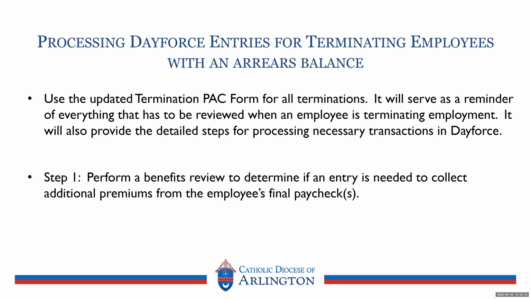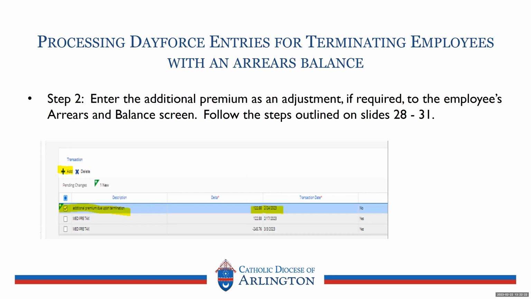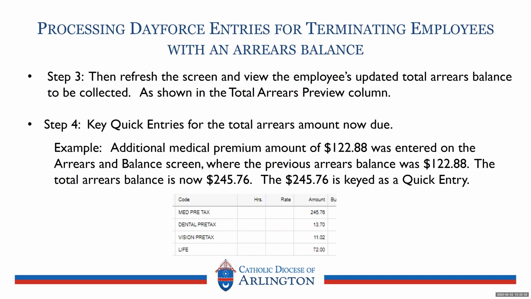Step 1 is perform a benefit review to determine if an entry is needed to collect additional premiums from the employee's final paycheck. Step 2, if needed, enter the additional premium amount as an adjustment to the employee's arrears and balance screen in People. Step 3, then refresh the screen and view the employee's updated arrears balance to determine the amount that needs to be collected. The balance is shown under the total arrears preview column. Step 4, key the quick entry for the total arrears amount due.